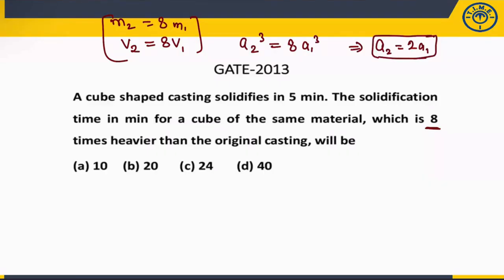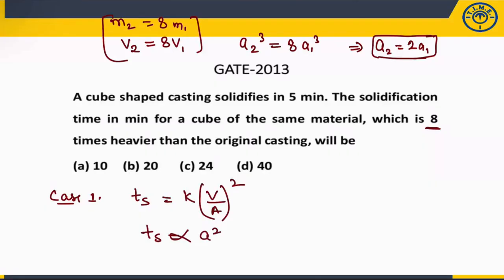It's very good. A2 is 2 times of A1. Now, in case number 1, solidification time is K V by A square. Solidification time is proportional to the area square, because volume is A cube and area is 6A square. So it is proportional to A only, because the remaining are constant if you take the ratio.